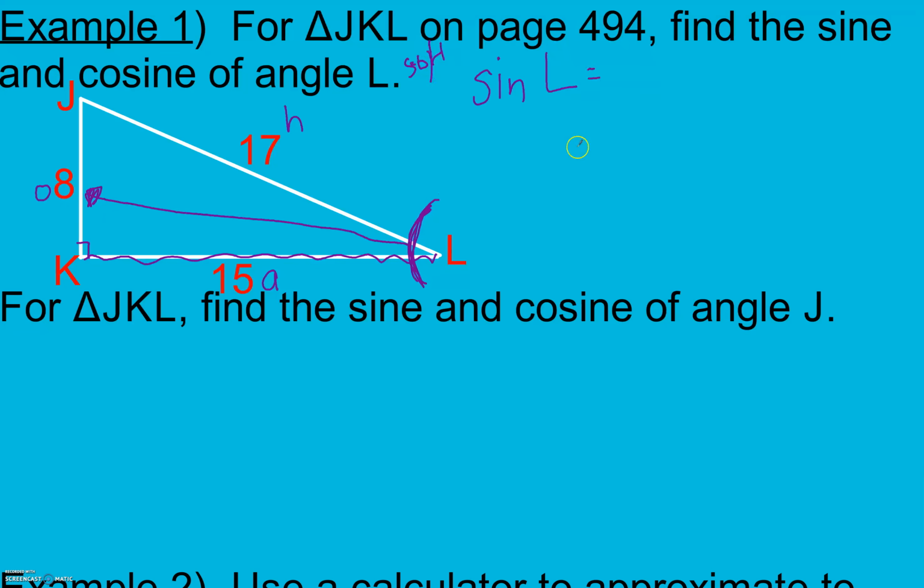Here, when I'm looking for sine of angle L, I'm going to remember sine is opposite over hypotenuse. So I'm going to use opposite 8 over hypotenuse H, 17. For cosine of angle L, you remember A over H. So cosine of my angle L, again here we don't have a measure for it, so we just label it as L, is adjacent 15 over my hypotenuse 17.